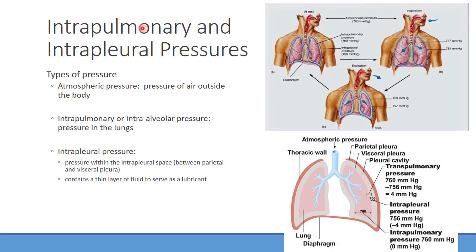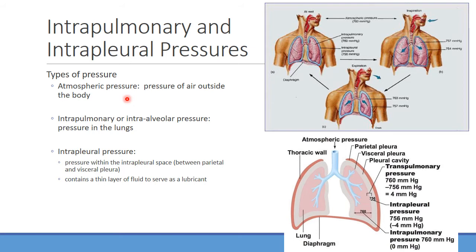Okay, so then moving into ventilation, looking at intrapulmonary and intrapleural pressures. We have several different types of pressures we'll discuss during this lecture. Basically, there's atmospheric pressure, the pressure of the air outside of the body. We're going to assume we're at sea level, where air pressure should be around 760 millimeters of mercury. A large percent of that is nitrogen, and about 21% is oxygen, so the atmospheric oxygen pressure is roughly 140 millimeters of mercury. Keep that number in mind.